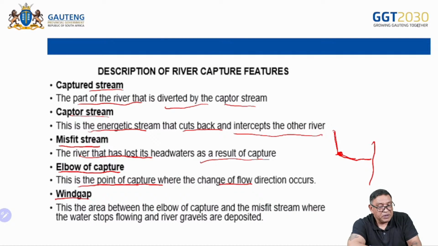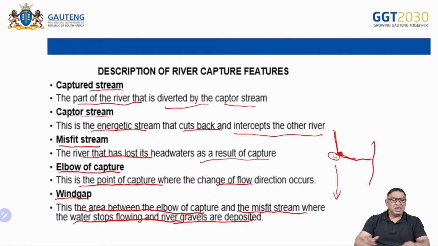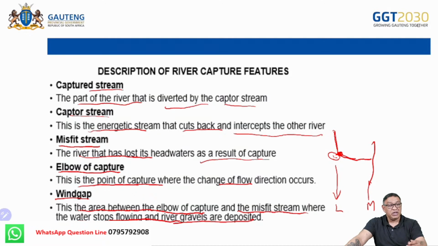And then the wind gap is the area between the elbow of capture and the misfit stream where the water stops flowing and river gravels are deposited. That part is your wind gap. And that simply is river capture. This river will have less water over time. This river will have more water over time, because more and more. Remember, river capture is a slow process. It takes a long time as it cuts through the watershed.